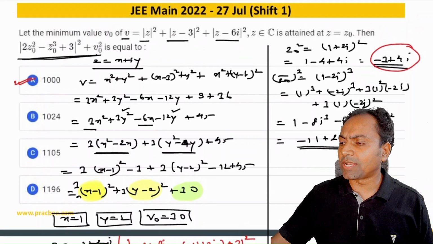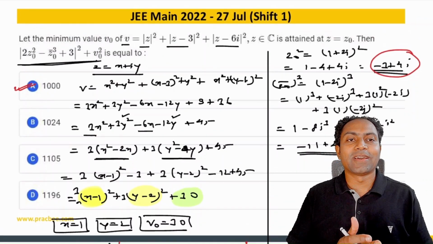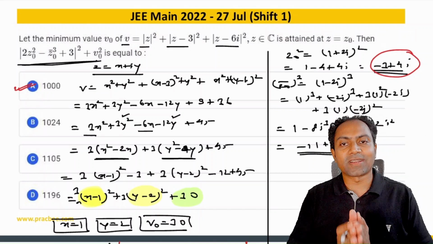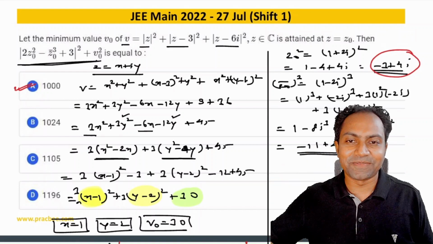You can see that the question had two parts. One is this perfect square generation and getting the minimum value of V, that is V naught. And then after that, it is all calculation, do the calculation, get the answer.